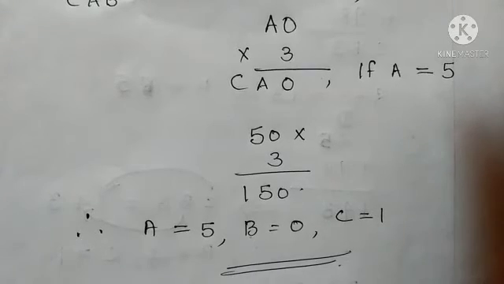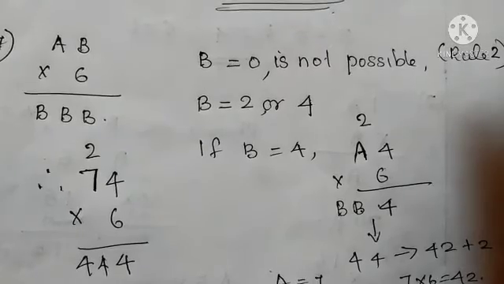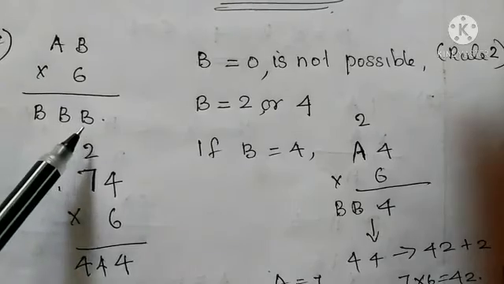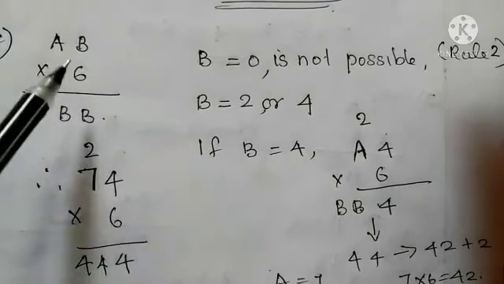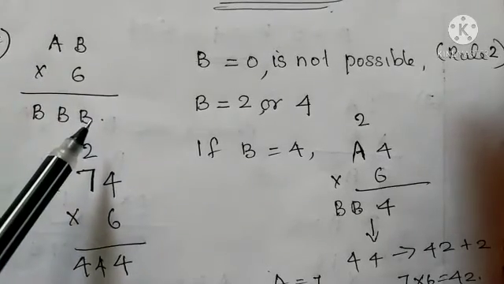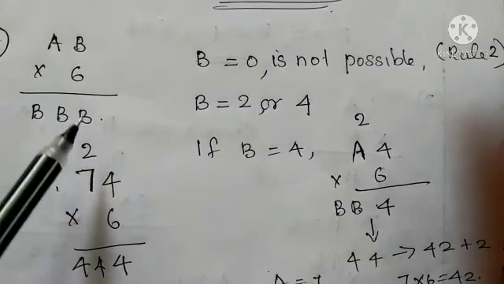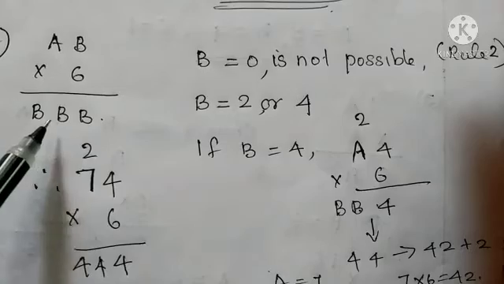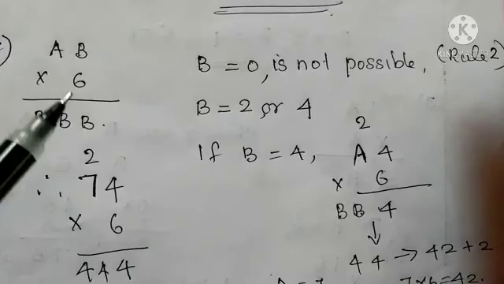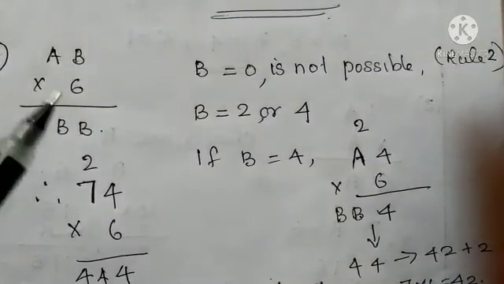So children, you should think and practice these problems, very easy. Next question, AB into 6 equal to BBB. That implies 3 digits should be the same. If B into 6, when this B and B will be same, B equal to 0, 0 into 6 will come 0. But then these 3 digits will be 0. It is not possible because in the rule we told the first digit should not be 0. Then 0 is not possible.